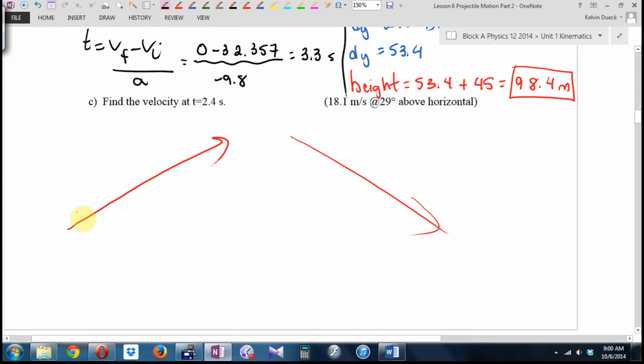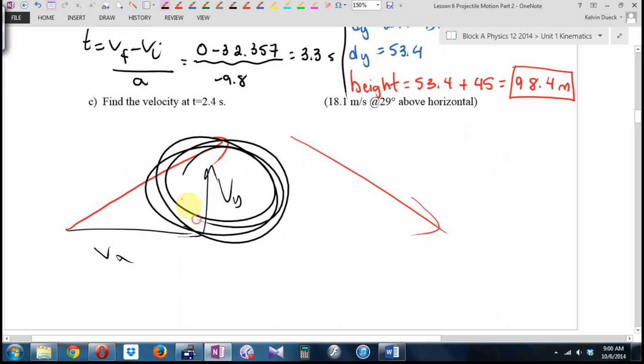Regardless, my approach is going to be find Vx, find Vy at that time, and add them tip to tail. How will I know whether it's on its way up or whether it's on its way down? Positive or negative. Wait a minute. What did we find on the previous question for time to get to the top?